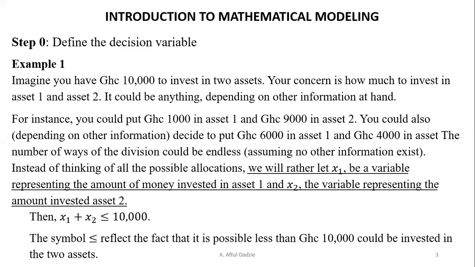So meaning that here, we can invest all the 10,000, that is the equal to part. And then we can invest less than the 10,000, which means in the case where we decide not to invest everything, we invest part, we still satisfy the condition. But we cannot satisfy the condition where we invest more than 10,000. Now, the symbol less than or equal to reflects the fact that it is possible less than 10,000 could be invested in the two assets. Okay, and that makes absolute sense.